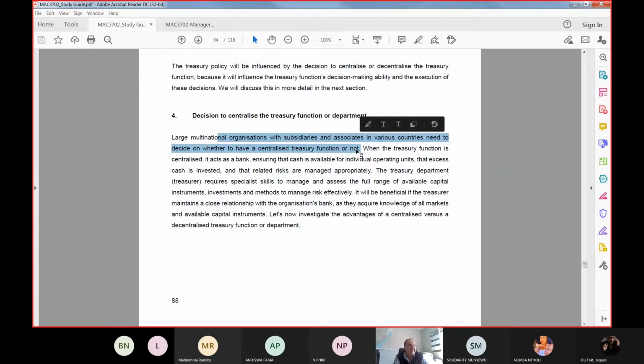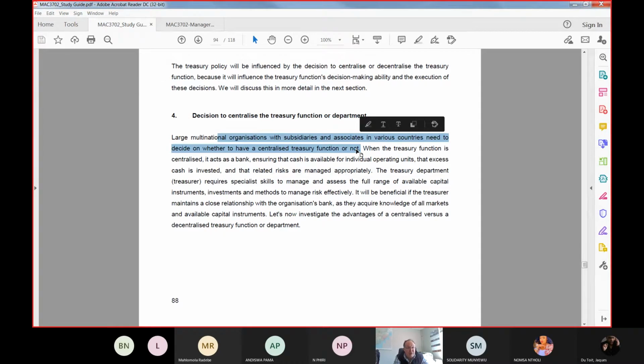When treasury functions are centralized, it acts as a bank, ensuring that cash is available to the individual operating units, that excess cash is invested, and that related risks are managed appropriately. The Treasury Department requires specialist skill to manage and assess the full range of available capital instruments, investments, and methods to manage this effectively. It will be beneficial if the treasurer maintains a close relationship with the organization or bank as they acquire knowledge of the market and available capital instruments.